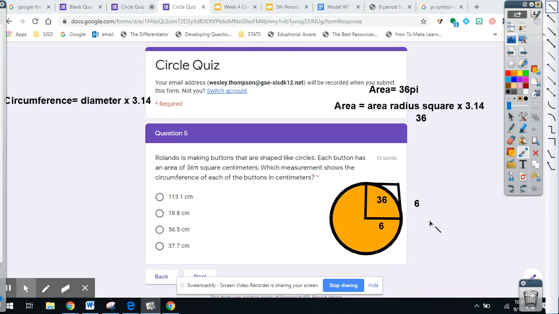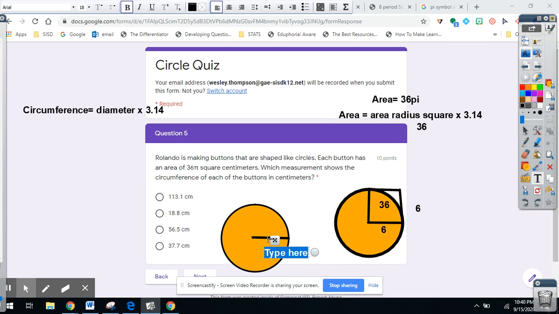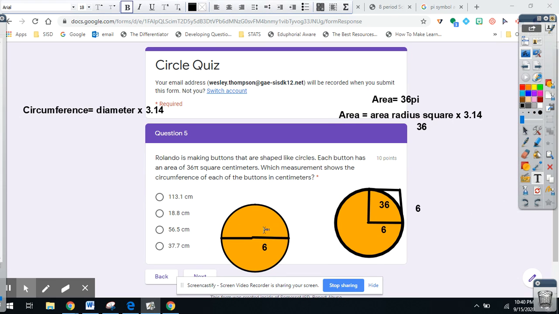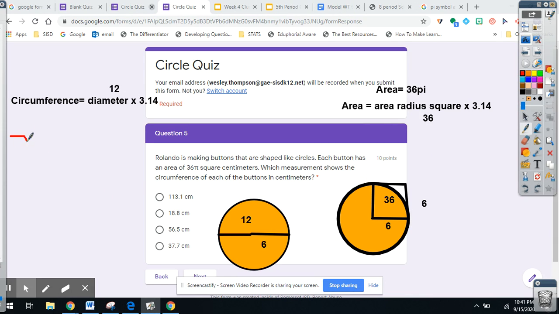So now I have enough information. I just changed this problem. So now I know the problem really is, here's the button, and the button has a radius of 6. So now I just want you to find the circumference if the radius is 6. We know how to do that. We turn this into a diameter now. So we go all the way across. That's another 6. So the diameter is now 12. So I'm just going to now do 12 times 3.14. So I'm going to go ahead and go here, 3.14 times 12.